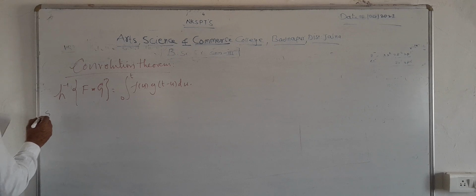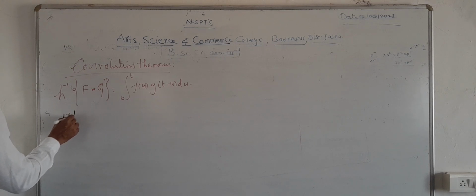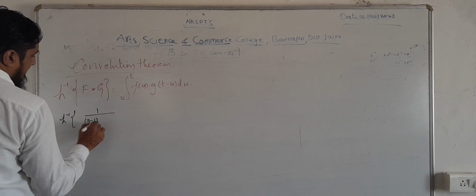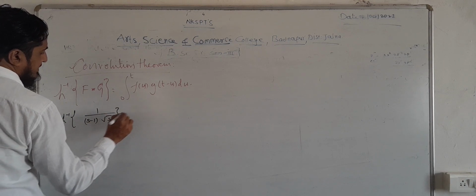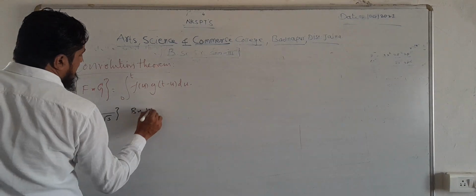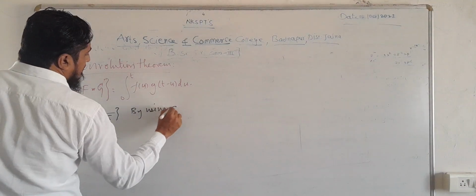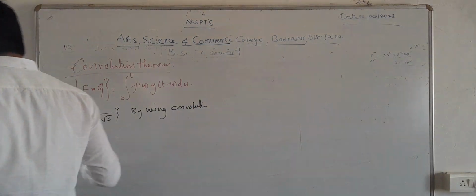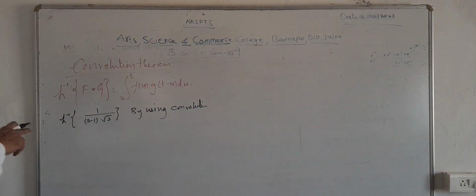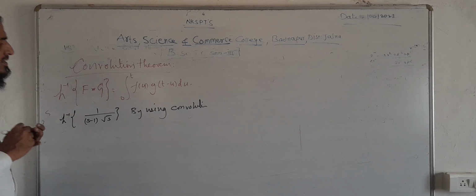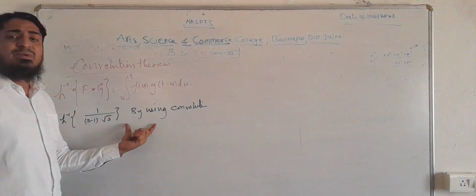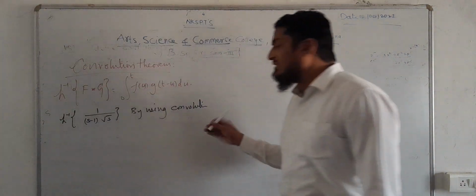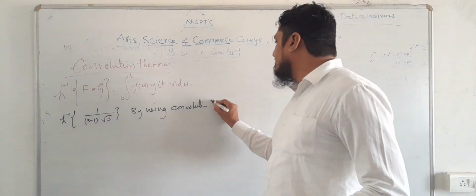Find the inverse Laplace transform of 1 upon (s minus 1) root s by using the convolution theorem. If we want to solve this by partial fractions, then it is very easy to solve, but they ask us to solve by using the convolution theorem. Correct? Convolution theorem.